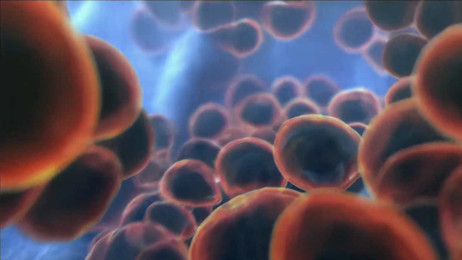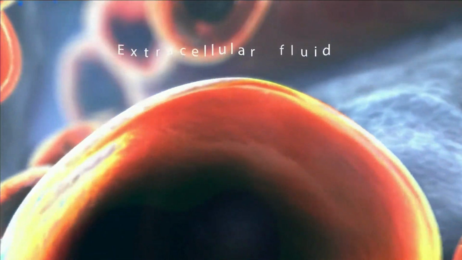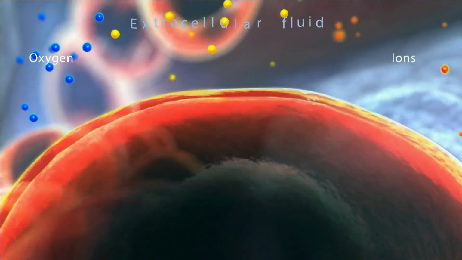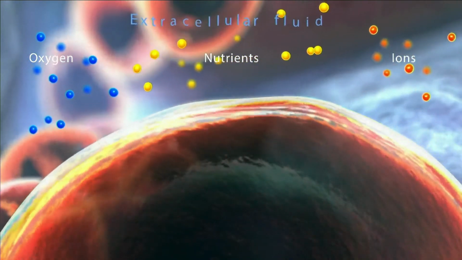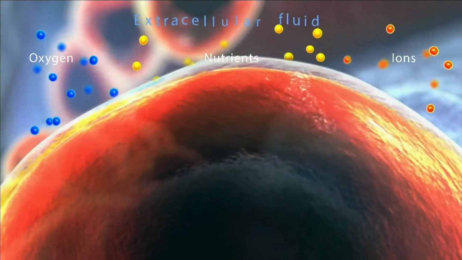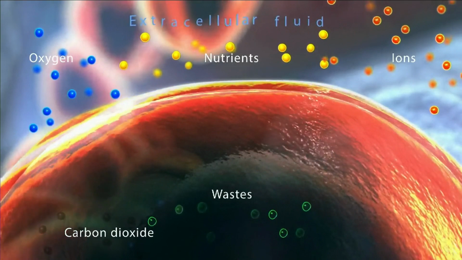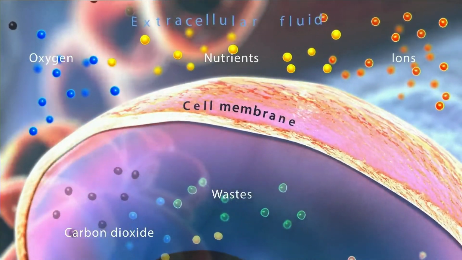60 to 100 trillion cells of the human body are surrounded by extracellular fluid containing substances needed by the cell, such as oxygen, ions, nutrient sources of energy, and ingredients for cellular functions. This fluid is also the location for disposal of wastes and carbon dioxide. All of these substances need to be transported across the cell membrane.